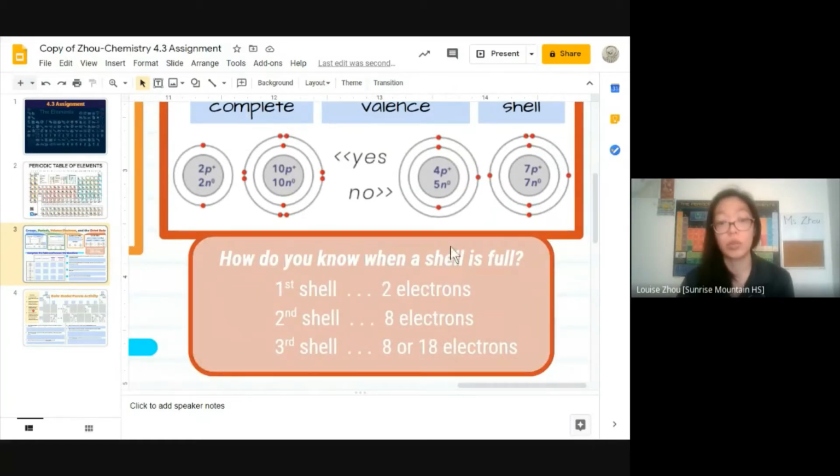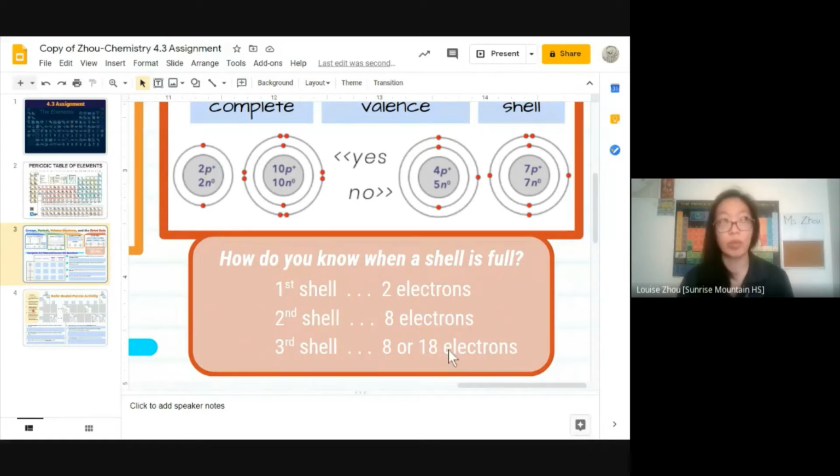How do you know which one is full? If you only have 1 shell, your first shell is always 2 electrons. You can see these innermost first shell, it's always 2 electrons. You always start on the inside and then go out. The second shell has 8 electrons when it is complete. Here you can see there's only 2 electrons, while here you only have 5 electrons. And then the third shell would also be 8. We won't have 18 electrons in this slideshow.